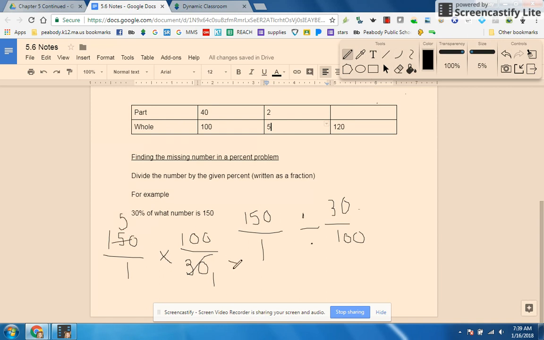Multiply across. 5 times 100 is 500. And 1 times 1 is 1. So 500 over 1 is just 500. So that means whatever they're talking about here was originally $500, but it was 30% off. So you got to save $150 off of that price. But they were asking what is the original price. Okay, so we're going to try some practice ones now from the book.